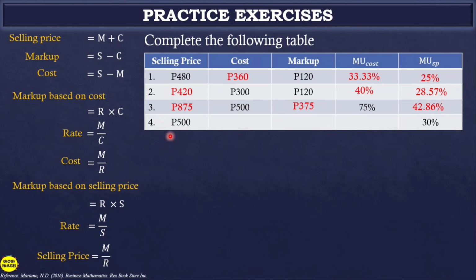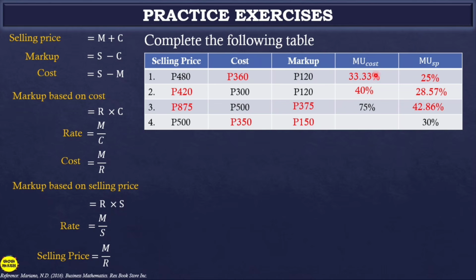Okay, next. So dito, ang given naman ay selling price tapos yung markup rate based on selling price which is 30%. So paano natin makukuha yung tatlo? Anong unang makukuha natin dito? Yung markup, of course. So by multiplying 500 times 30% or 0.30, that is 150. And then, of course, makukuha na natin yung cost. So, minus lang. 500 minus 150, the answer is 350.